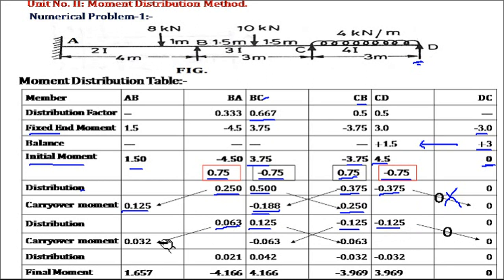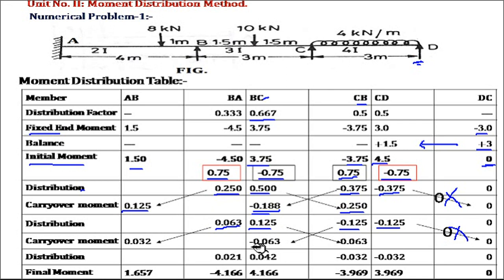Okay. Now the next step is the carryover moment from B to A. The carryover is allowed to AB, that is 0.063 divided by 2, that is 0.032. From B to C the carryover is allowed, it is carried to the far end CB, so 0.125 divided by 2 is 0.063. From C to B the carryover is allowed, that is minus 0.125 divided by 2, that is minus 0.063. From C to D the carryover is not allowed as the far end is simple and the beam is not continuous.